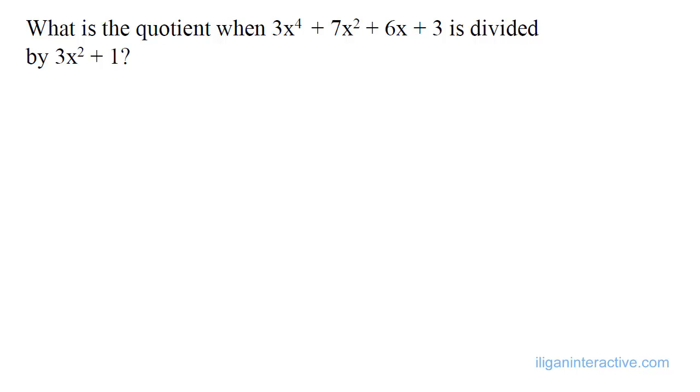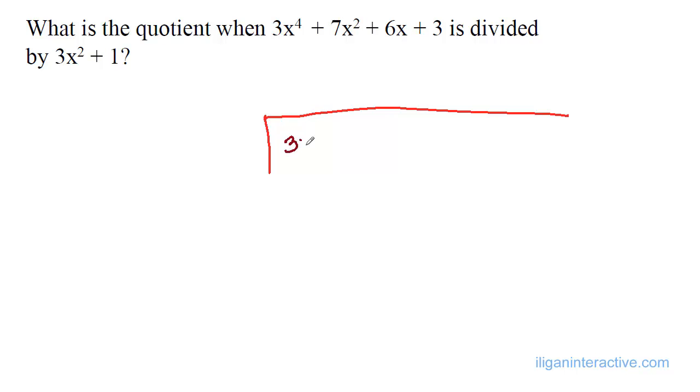What is the quotient when 3x to the fourth plus 7x squared plus 6x plus 3 is divided by 3x squared plus 1? Now, I think the best way to solve this is just using long division in dividing polynomials. To prepare the dividend, we simply rewrite it in the format of decreasing exponent.